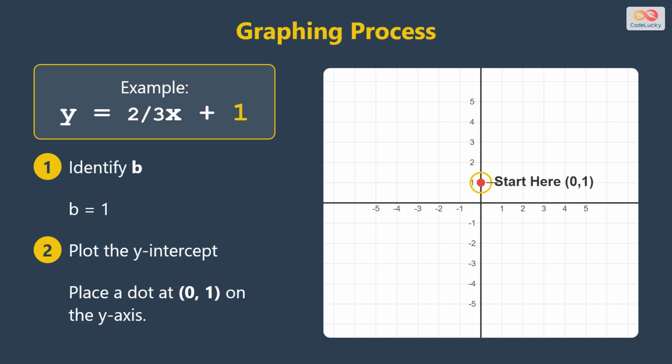Now let's try an example, y=2/3 x + 1. Step 1 is to identify and plot the y-intercept. Here, b is +1, so we go to the y-axis and place a dot at +1. This is our anchor.